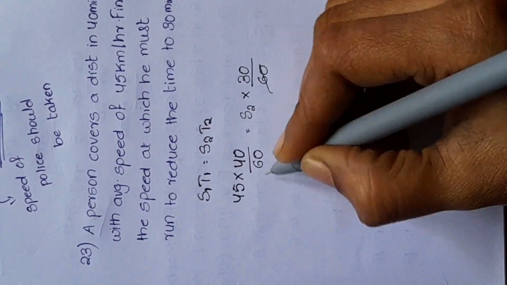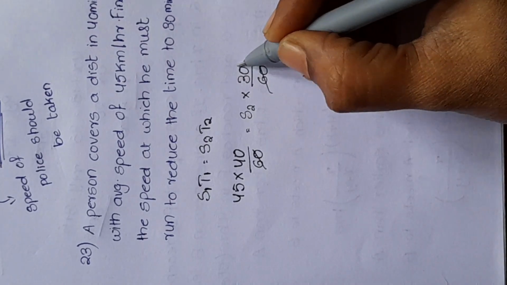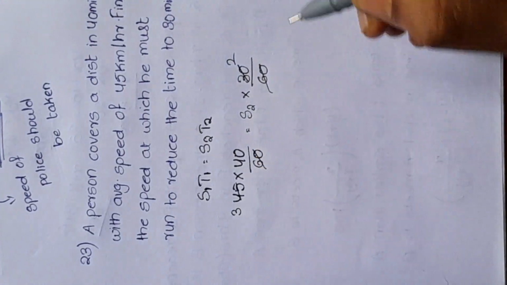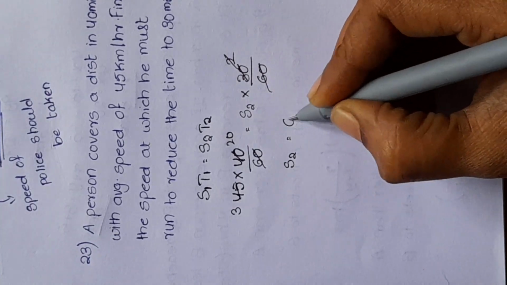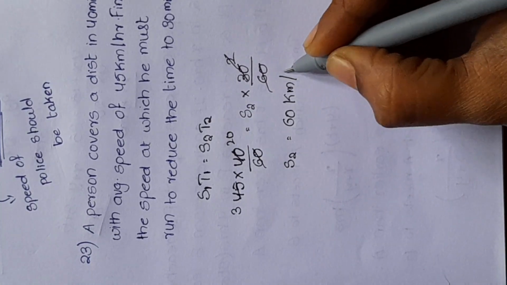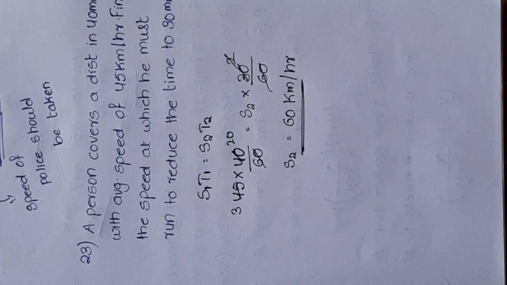by 60. 60 and 60 get cancelled. 5 twos are 10, 15 3 times, 20. So the value of S2 is 60 kilometers per hour. That is, the speed should be 60 kilometers per hour.